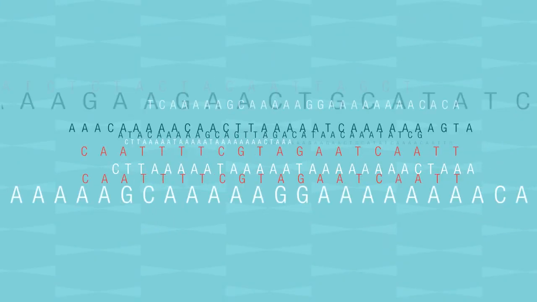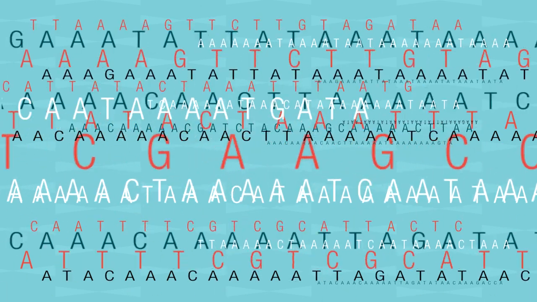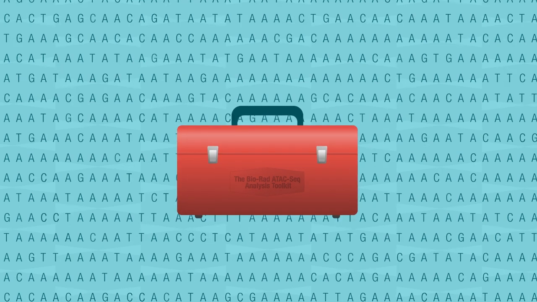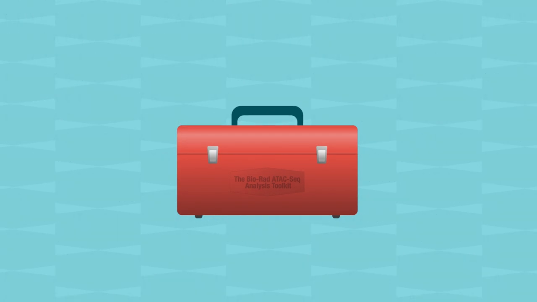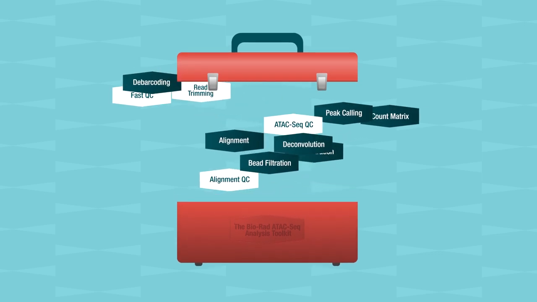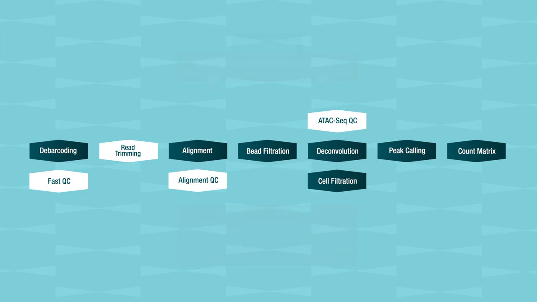Analyzing single-cell ATAC-Seq data can get complicated. To make it easier, we developed the ATAC-Seq Analysis Toolkit using a combination of Bio-Rad expertise and open-source software validated by the scientific community. The ATAC-Seq Toolkit is designed to equip scientists like you with the tools you need to find meaningful conclusions in your sequencing data.